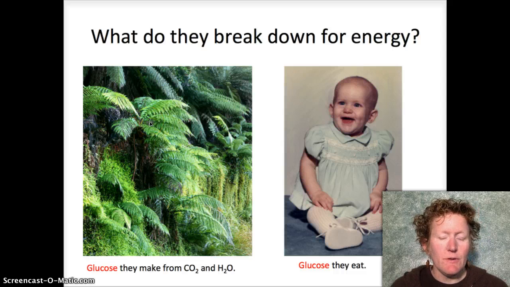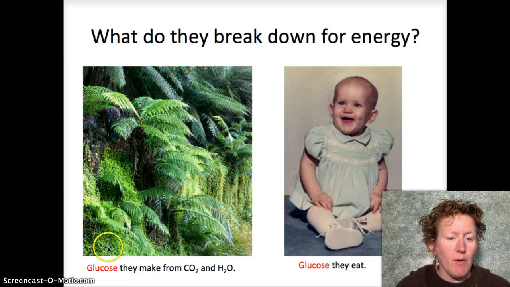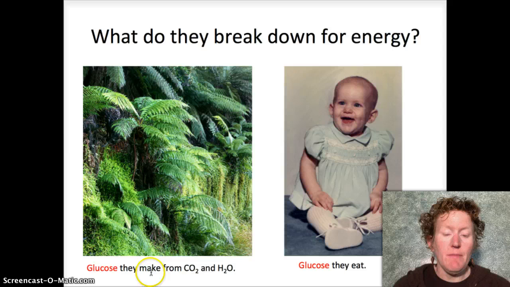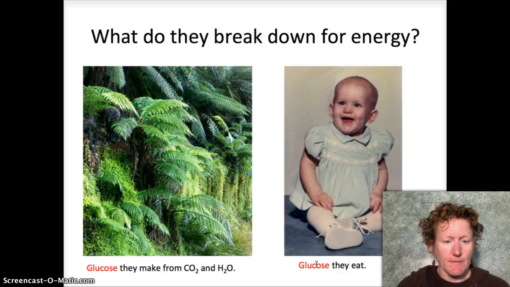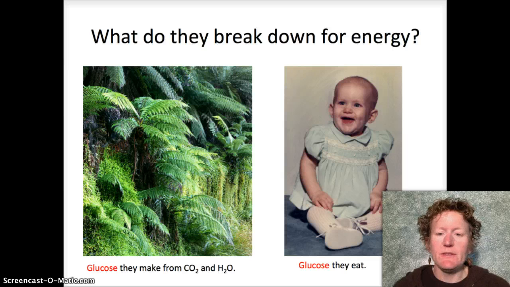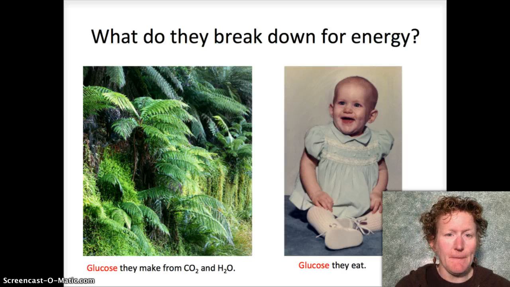What do heterotrophs versus autotrophs break down for energy? Well, it turns out they both break down glucose. Plants break down glucose they make. We break down glucose that we have to find when we go out and eat things. So plants and animals both break down glucose, we just get it from different sources.